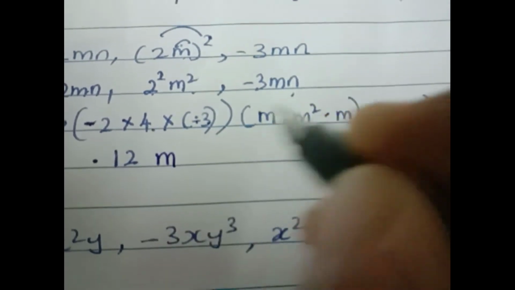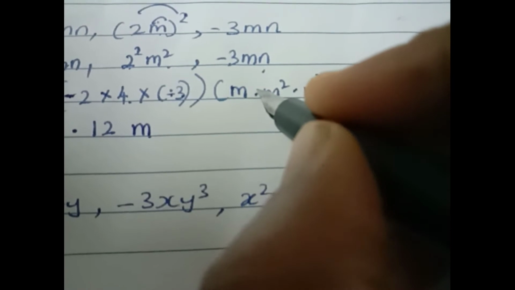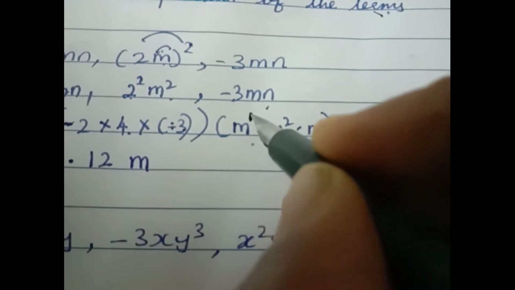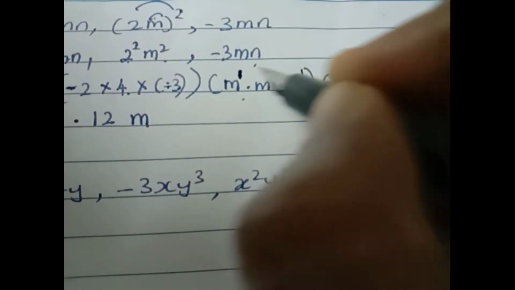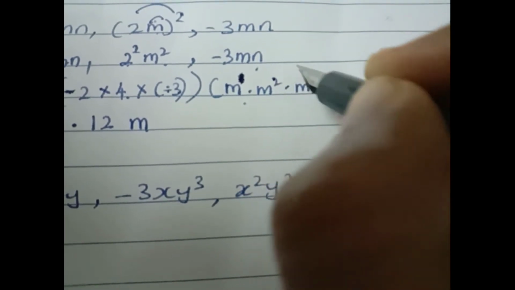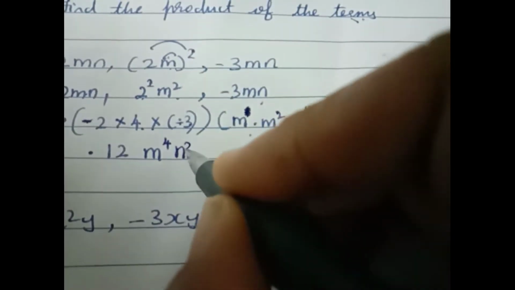Then m, according to the laws of exponents, if a multiplication symbol is there, you have to add the powers. So m power, if no power is there, you have to assume it as 1. So m power 1 plus 2 is 3, 3 plus 1 is 4. Then n power 1 plus 1 is 2. Next question.